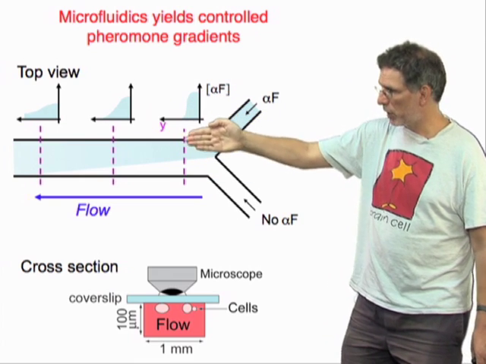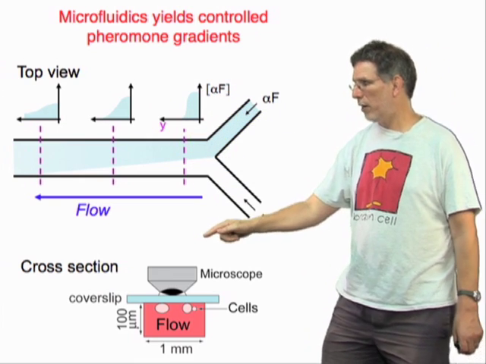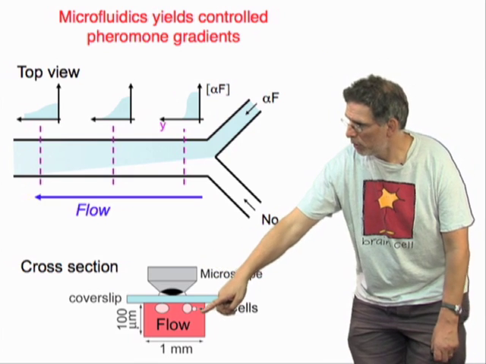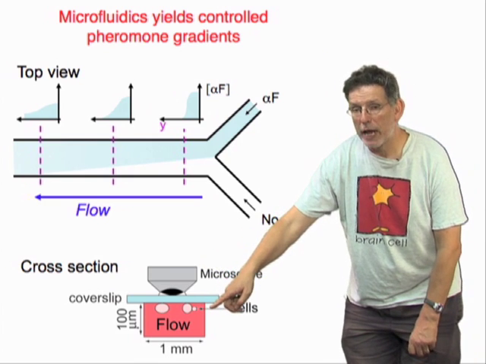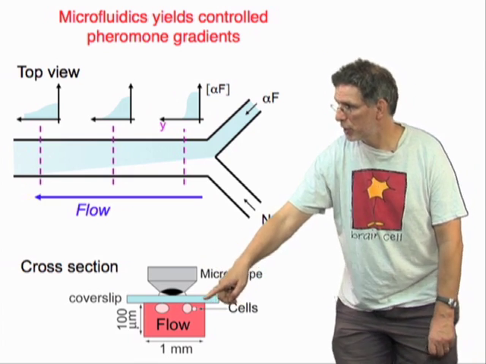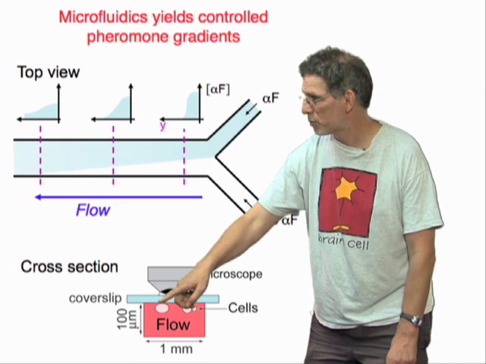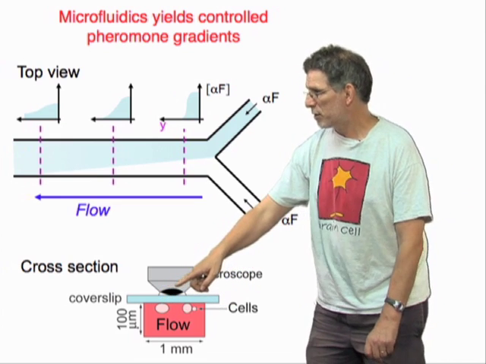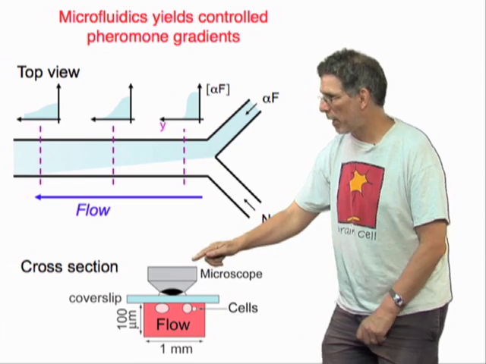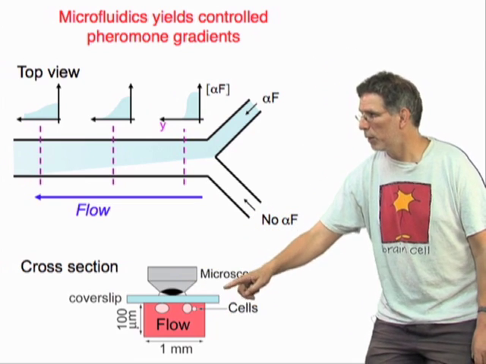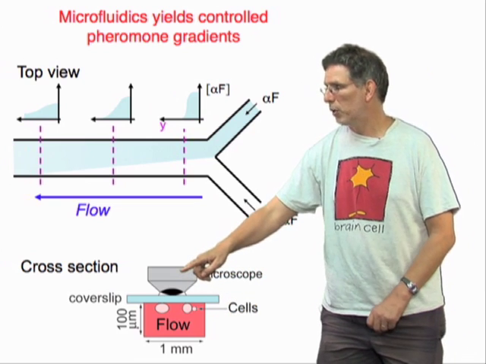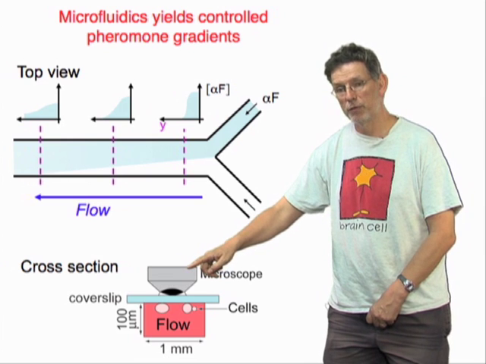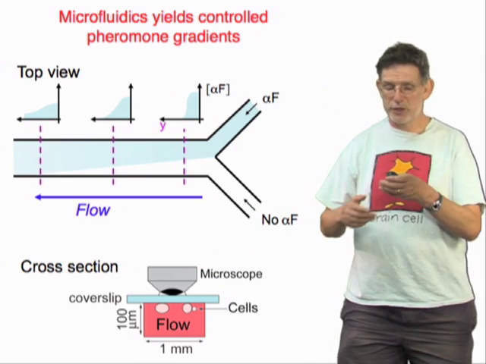If we take a cross section here, and we look at it down here, here's the chamber. The flow of liquid would be out of the screen towards you. Here are cells stuck to the cover slip that forms the roof of the chamber. It's about a millimeter wide. It's about 100 microns, that's a tenth of a millimeter, deep. And here's our microscope lens that we do our observation with from the top. Okay? So that's the physical setup.